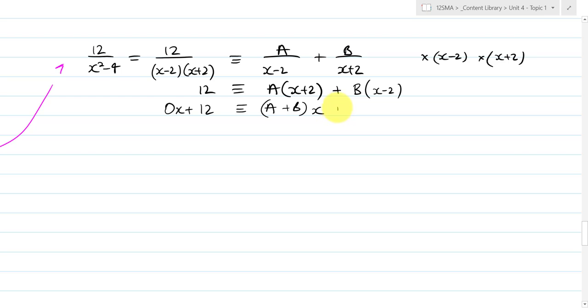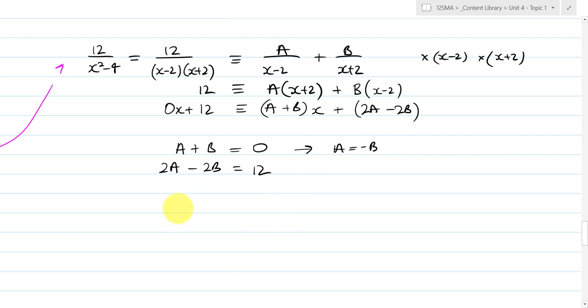and so this is 0x plus 12 is equivalent to (a plus b)x plus 2a minus 2b, and so I get a plus b is equal to 0, 2a minus 2b is equal to 12, and that gives me, of course, a equals negative b, so I get negative 2b minus 2b equals 12, it's negative 4b equals 12, b equals negative 3, a equals 3, and I can bring this back over into here now.